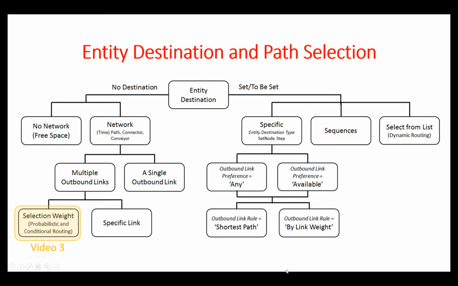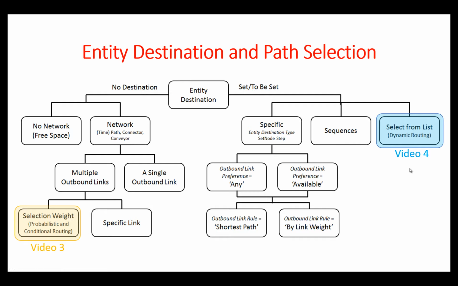In this video, which is the fourth video of the module, we're going to talk about dynamic routing using node lists. So dynamic routing is the case when we do not know in advance what the destination node of the entity is. However, we select the destination node dynamically based on the current state of the system.